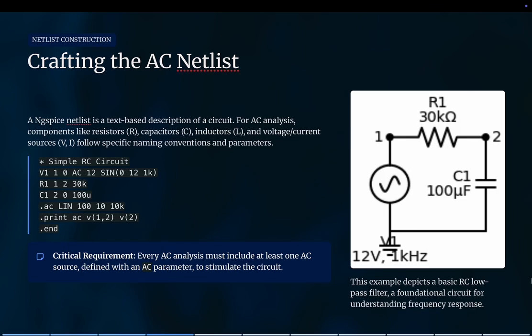As you can see here, here's the netlist. Notice the AC source definition, which is V1 1 0 AC 12. This creates a voltage source between node 1 and ground with an AC amplitude of 12 volts. Next, resistor R1 connects node 1 to node 2 with 30 kilohms, and capacitor C1 connects node 2 to ground with 100 microfarads. The AC command specifies our analysis, and we will dive deeper into it in the next part.